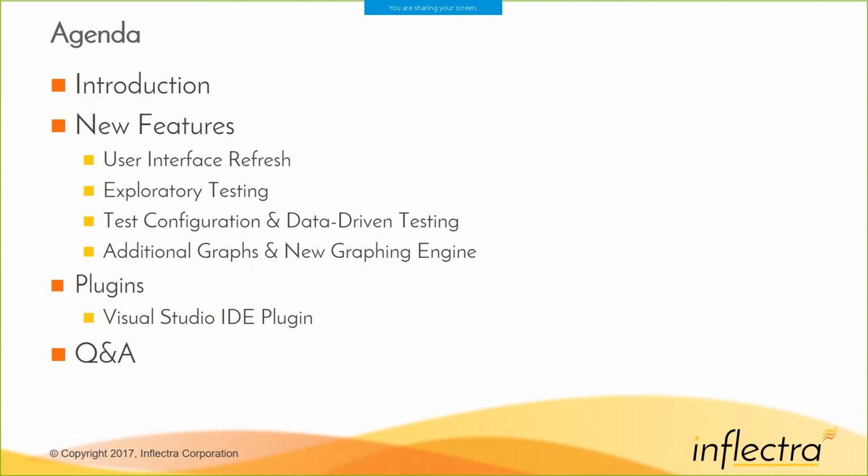Thirdly, we'll be going through some of the new test configuration functionality for both manual and automated testing, which will let you do data-driven testing more easily than in previous versions. And then lastly, in the core system, we've updated the graphing engine and we've added some additional graphs. So we're going to go through some of those just so you know they're there. And then lastly, in the plugin category, we've also updated our Visual Studio plugin to work with the latest version and made some changes. And at the end, we'll have time for questions.